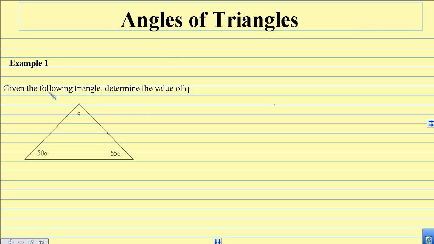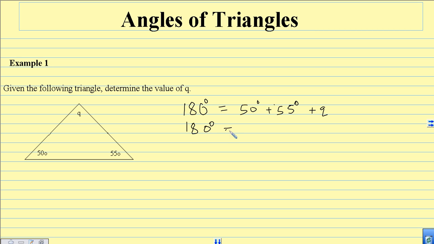That being said, we're just going to go through and do a few examples now of how we would solve some problems involving triangles. For instance, if we were given this triangle here, in example 1, where we have 55 degrees, 50 degrees, and Q, and we want to find out what Q would be, well, if we know that all the angles in the triangle add up to 180 degrees, then we know 50 degrees plus 55 degrees plus Q would be equal to 180.